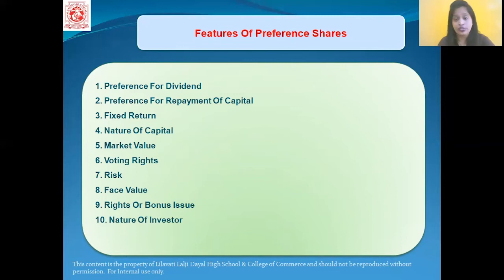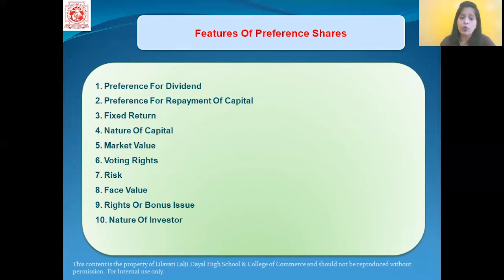Next one is voting rights. Preference shareholders, students, do not enjoy normal voting rights, but they vote in the matters affecting their interest. Next one is risk. Here, students, there is very little risk involved in preference share investment because they get a fixed rate of dividend. Their capital is also redeemed after a particular period of time. So the risk is quite less. Next one is face value. The face value of preference shares, students, is very high. It starts from ₹100 and it works in multiples of hundreds only.